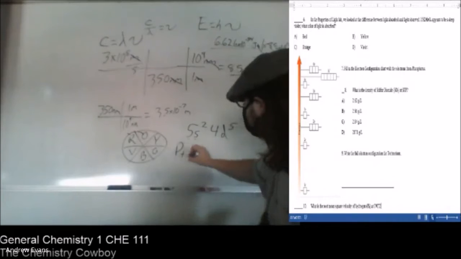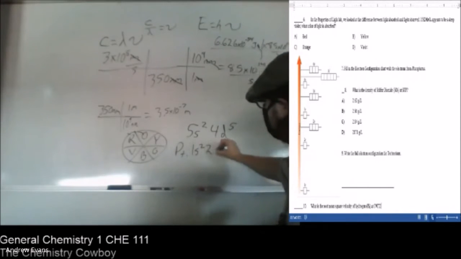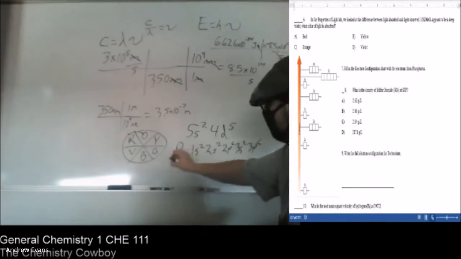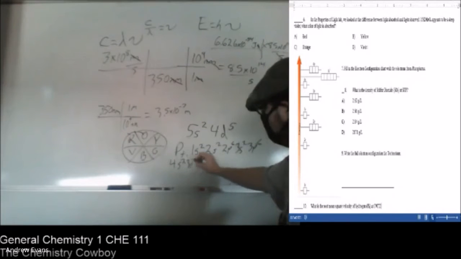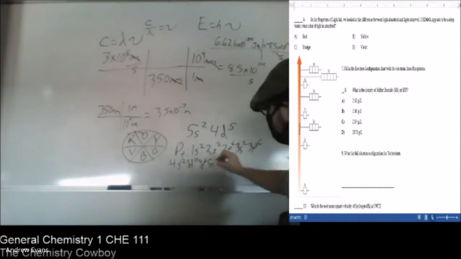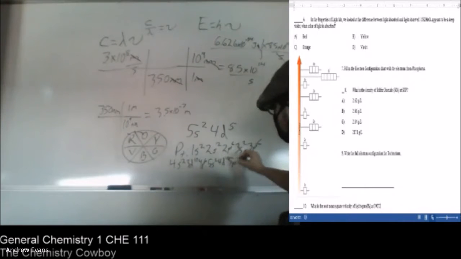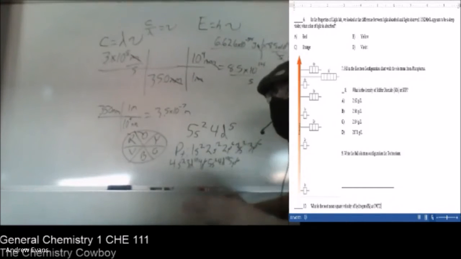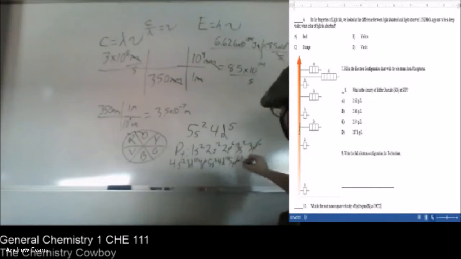So we're going 1s2, 2s2, 2p6, 3s2, 3p6, 4s2, 3d10, 4p6, 5s2, 4d10, 5p6. Now we're on platinum's row. Here's where it gets to the tricky part. 6s2.